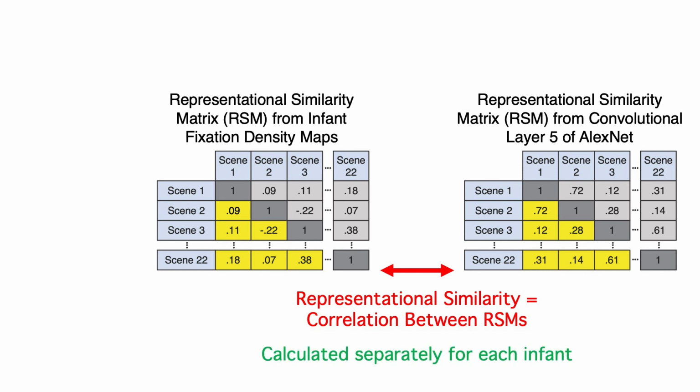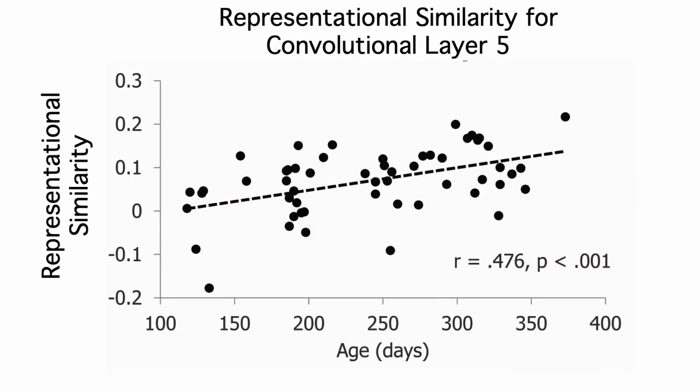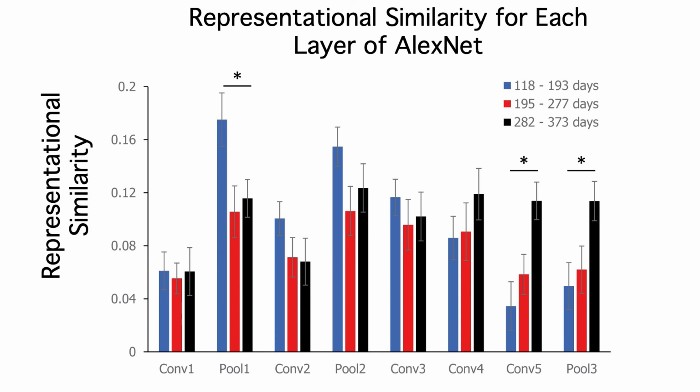We then asked how the representational similarity varied as a function of the age of the infant. Here we see that representational similarity between this layer of the model and the infant gaze patterns increased with age. In other words, this layer of AlexNet predicted the gaze patterns of older infants better than the gaze patterns of younger infants. This graph summarizes the results for each individual layer of AlexNet.